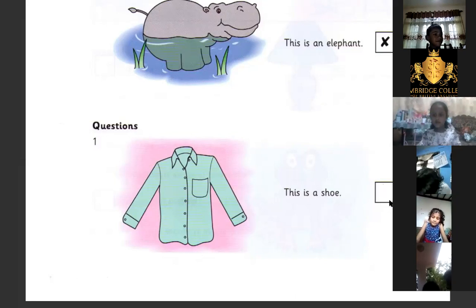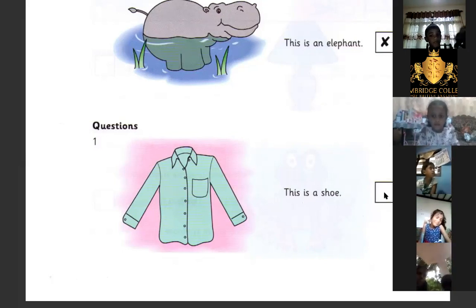Now put a tick or a cross. What do you want to put here? This is not a shoe, so the sentence is wrong. Then we want to put a cross.